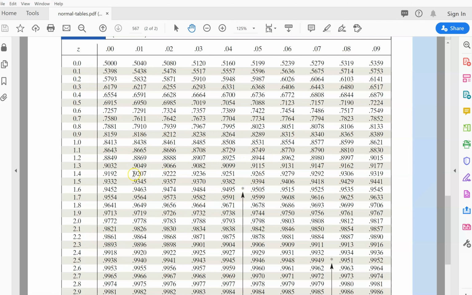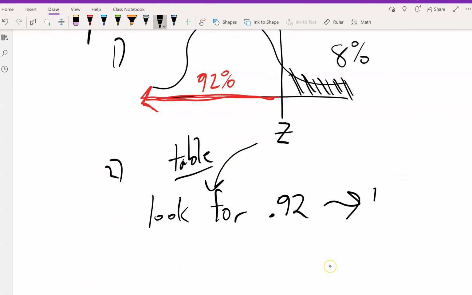And the closest to 92% is right here. I do closest. Some people do below or above. I do closest. And so 9207 is the closest I got in the table. That Z value is for 1.41. 1.41 would be the Z value. And just like that, I have your answer. You want the Z value for the top 8%? Fine. I'll think of it as the bottom 92%, and I'll find that Z value, which is 1.41.